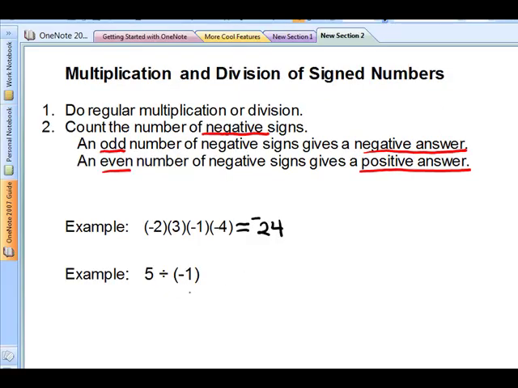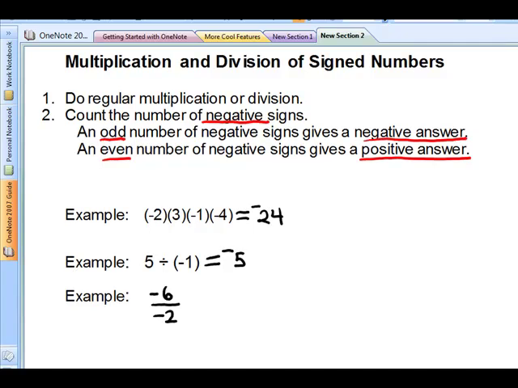Here's a division problem. 5 divided by negative 1. 5 divided by 1 is 5. Count the negatives. There's only one negative sign. That's odd, so a negative answer.